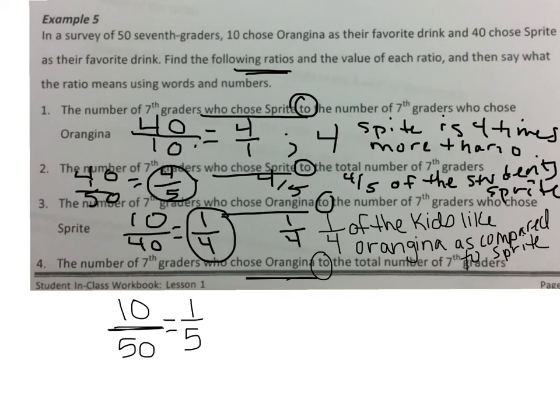And then it asks the value. The value would be basically 1 divided by 5, which the decimal will be 0.2, or we can just leave it as a fraction, 1/5. And in words, we would say 1/5 of the students like Orangina.